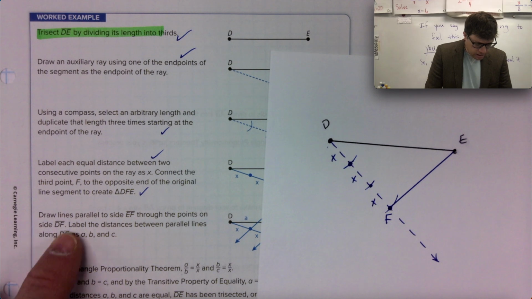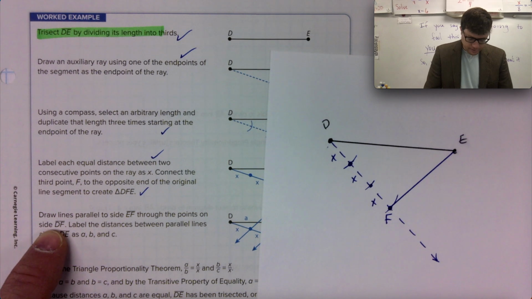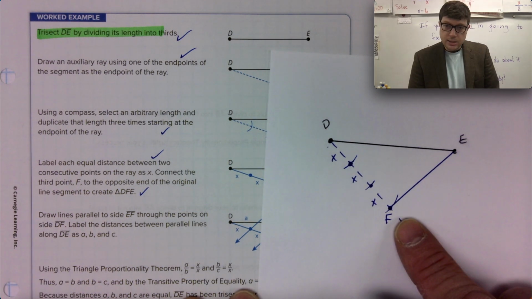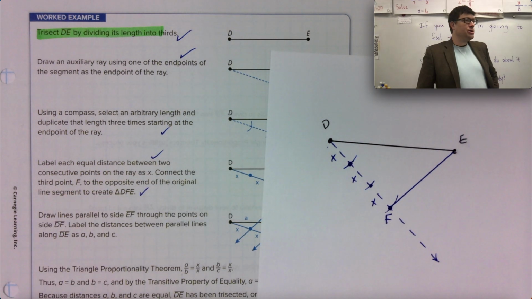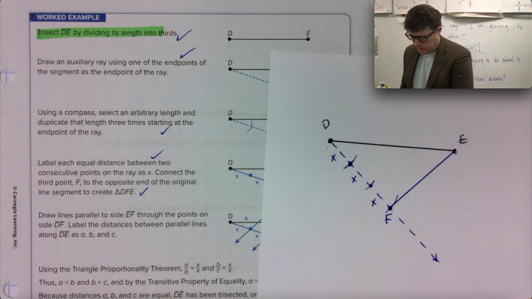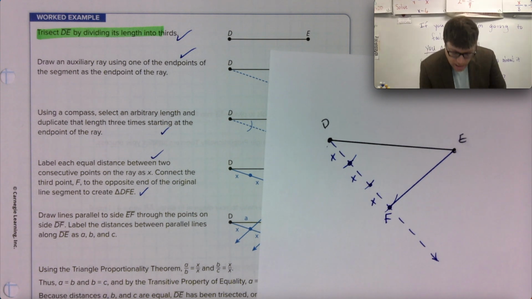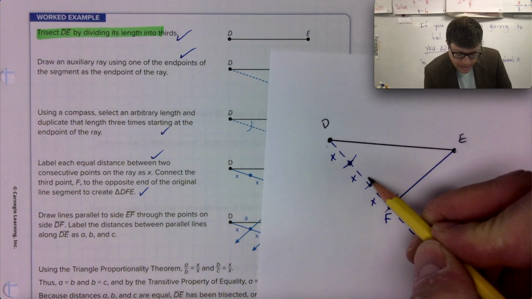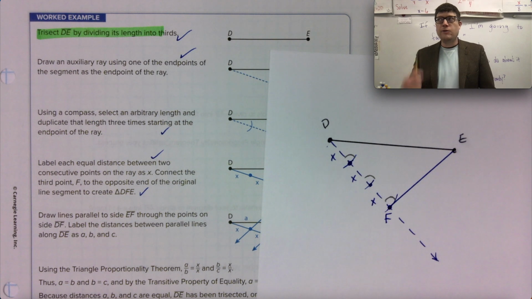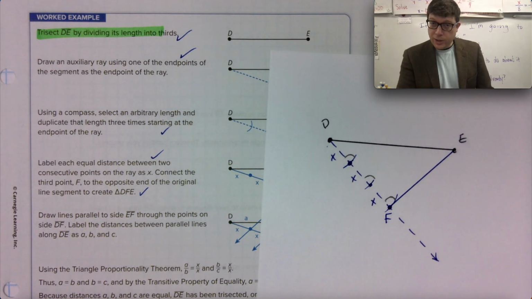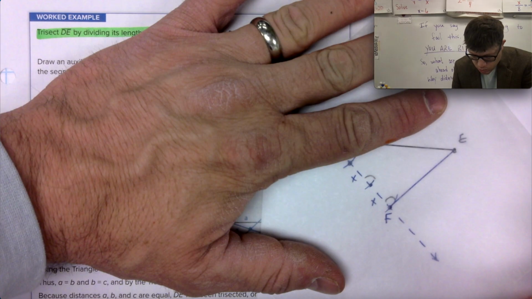Now, draw parallel lines to side EF through the points on side DF. So parallel to this, through those points. What's the best way? I could use the compass. I'm going to use tracing paper for this. I think the tracing paper is actually going to allow me to preserve the angle. I'm going to make an angle here, and then another angle here and another angle here, and they're going to be corresponding angles. And if you have corresponding angles that are congruent, you've created parallel lines. So maybe tracing paper and pencil is the appropriate construction tool now.